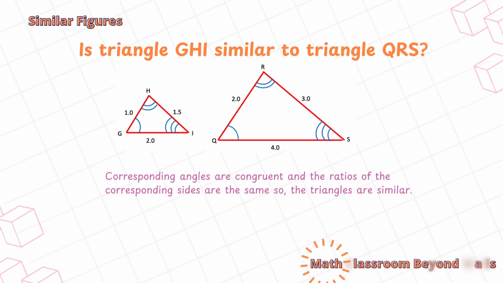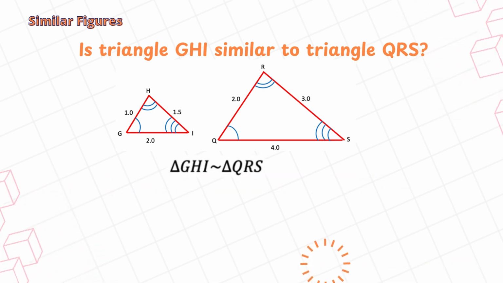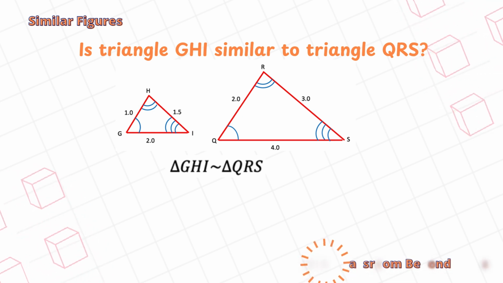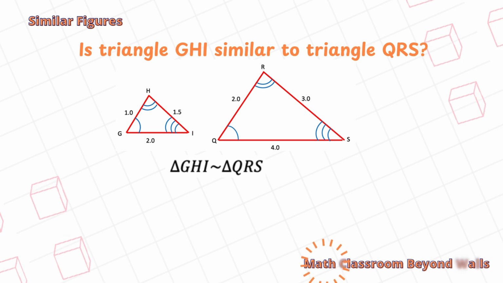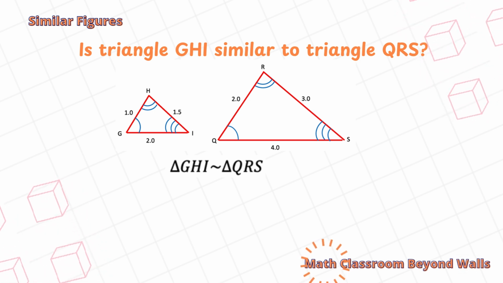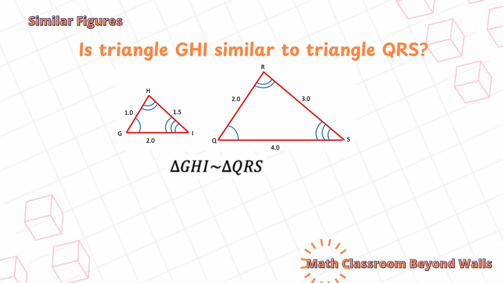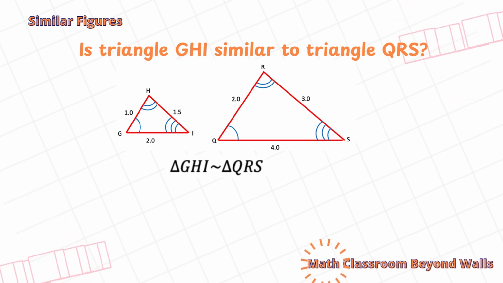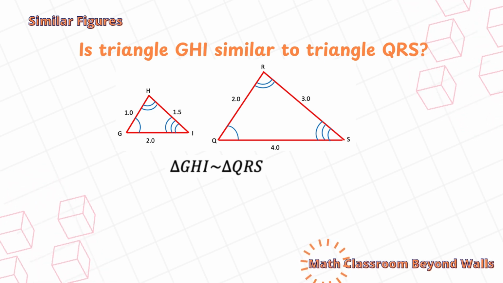Thus, for these triangles, we can write this similarity statement. Triangle GHI is similar to triangle QRS. You have to remember this, learners. You can only write the similarity statement or say that the two figures are similar after you have done a similarity test. If after testing you found that the corresponding angles are congruent and the ratios of the corresponding sides are the same, then similarity statements about the figures can be written.